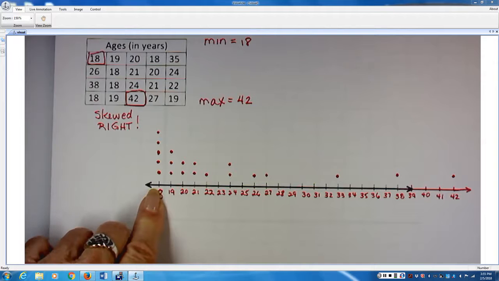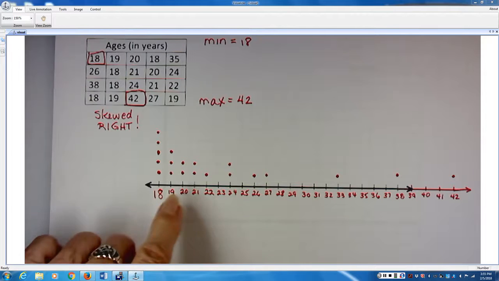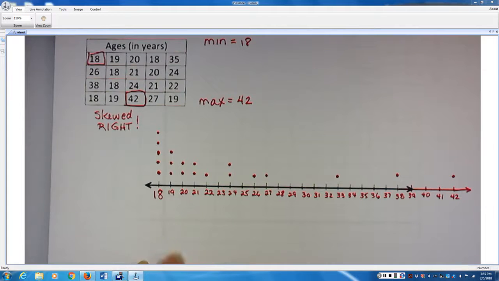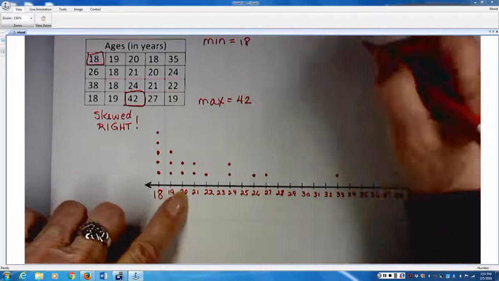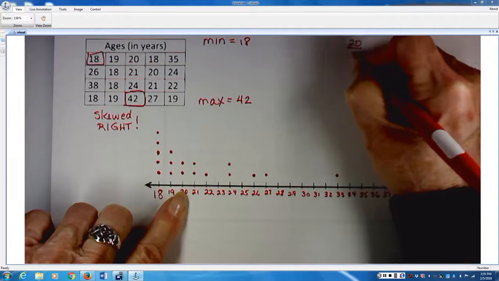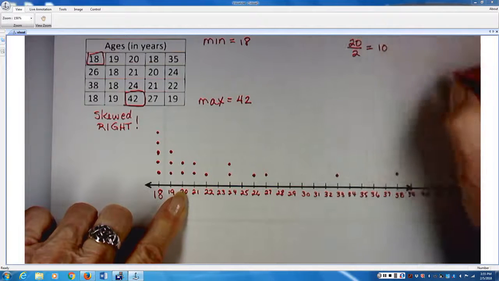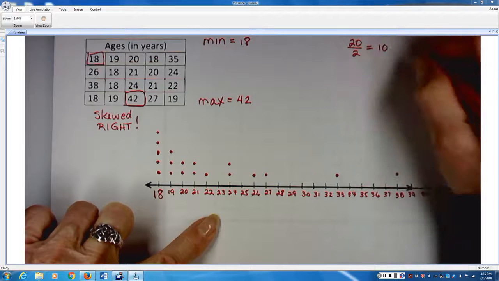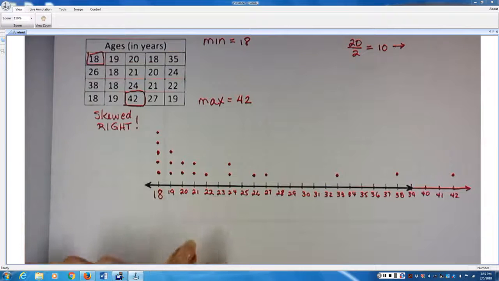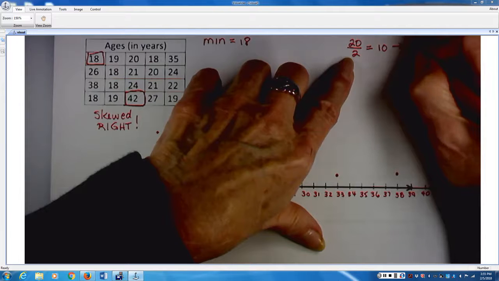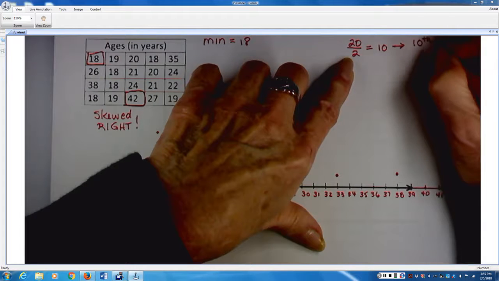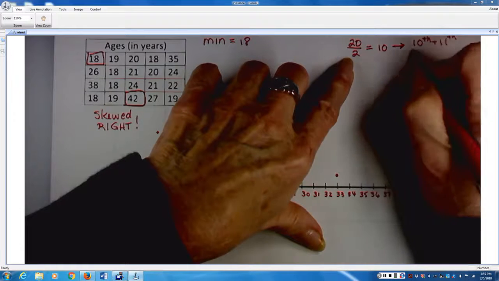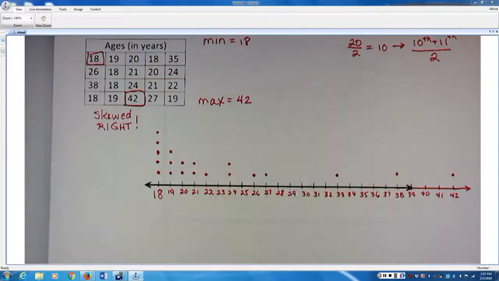What I would like to find next is the age of the middle of those 20 students when I put them in order, from youngest to oldest. So since I have 20 students, 20 divided by 2 is 10, so my middle student is going to be the age of the 10th plus the 11th student, divided by 2, because I've got 10 younger students and 10 older students. Okay? That's the 50-50 point.